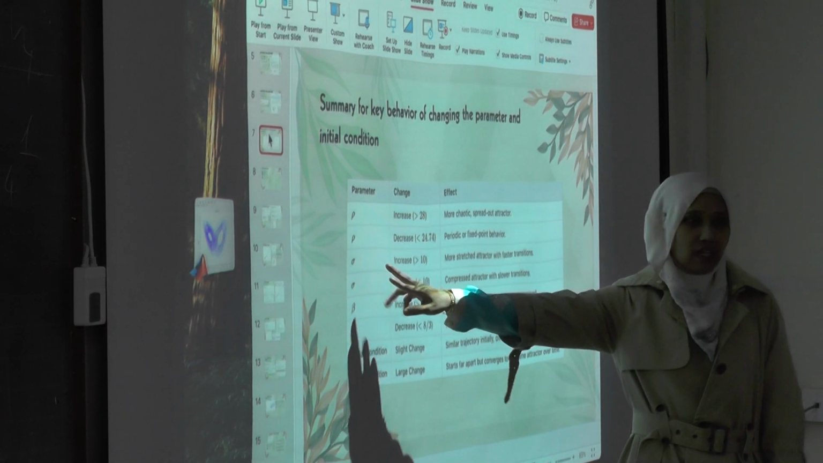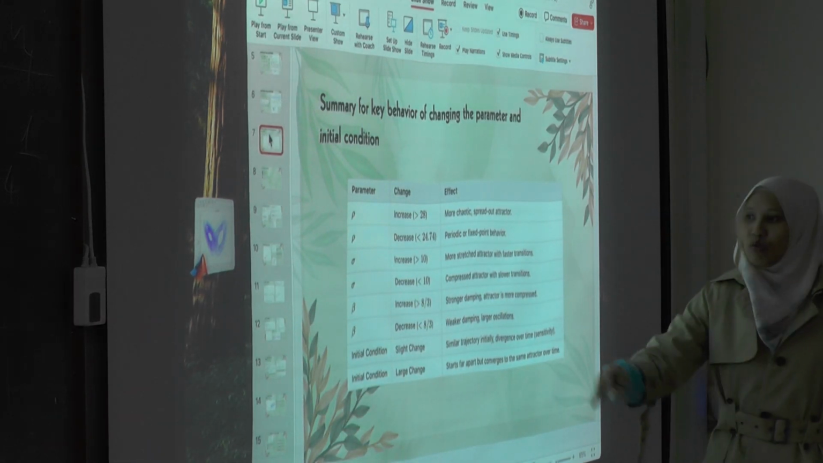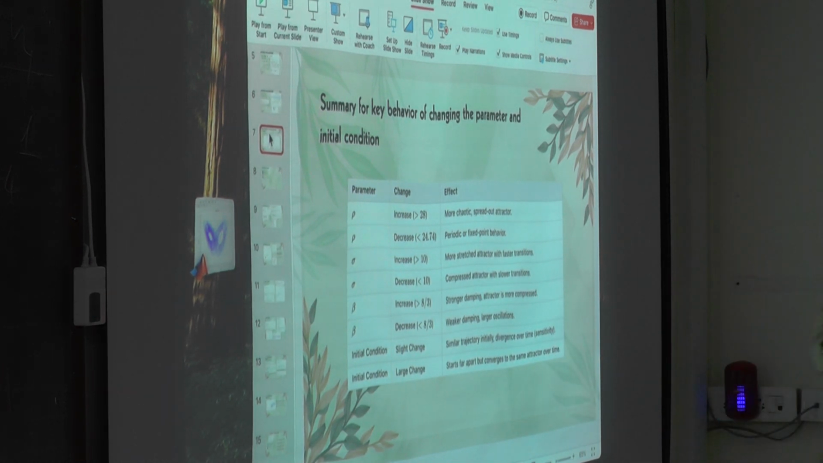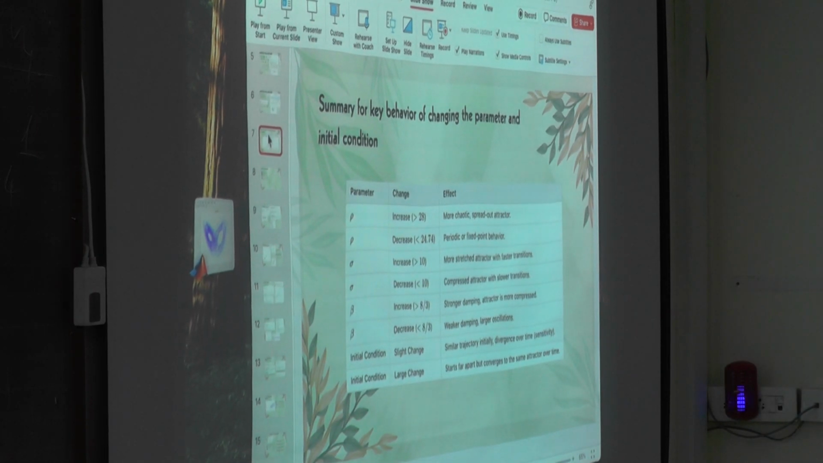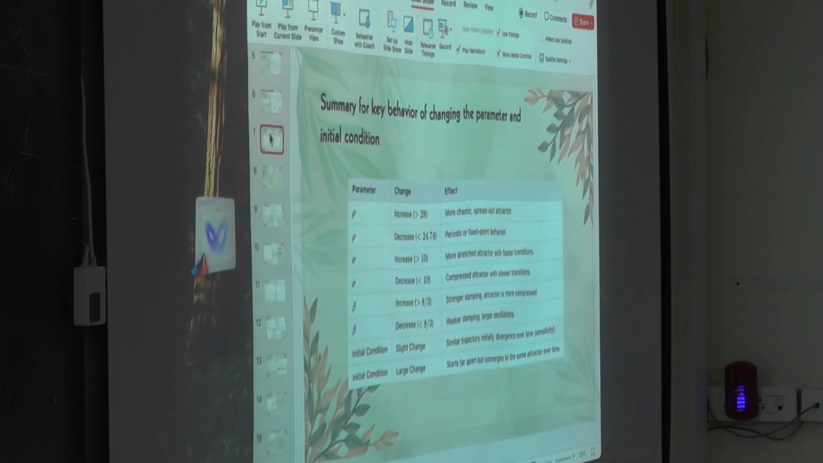And try to check if you change your sigma, increase it greater than 10 or decrease it lower than 10. You can see different behavior will happen. Okay, so I'm giving you a note for different values of parameters.